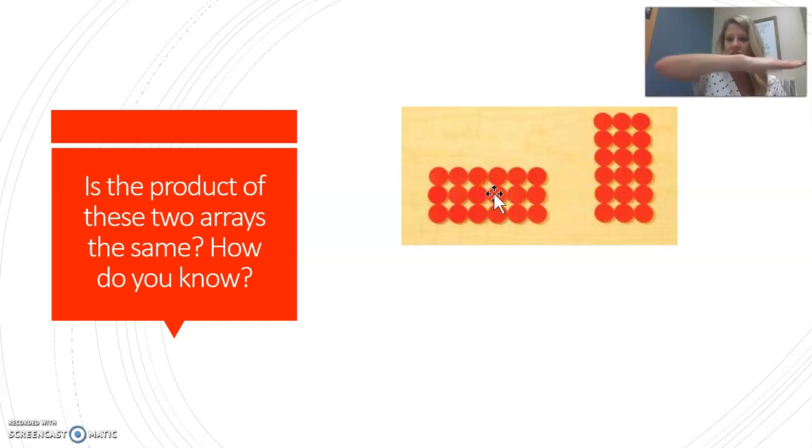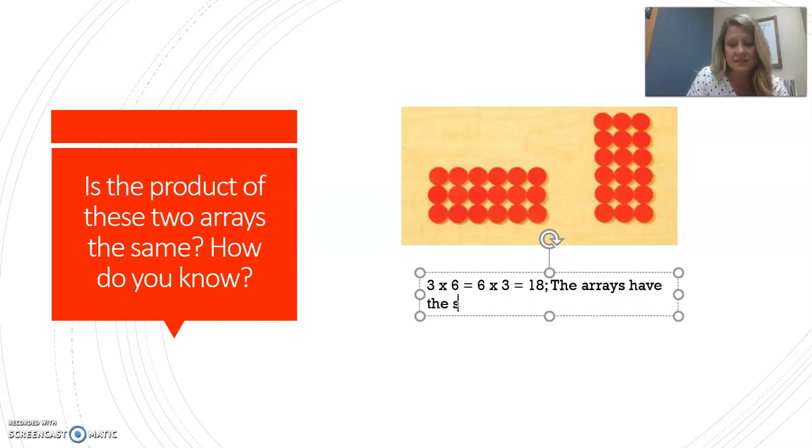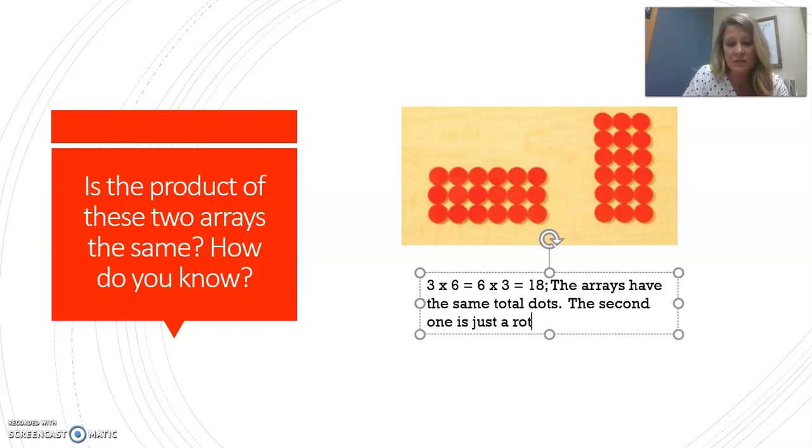If I took this array and I rotated it 90 degrees, I produce the same exact array. Nothing changes about it in terms of the quantity, so they have to be the same. So if we would use the commutative property to express this, we would go ahead and say that 3 times 6 is equal to 6 times 3, which equals 18. And you could just say the arrays have the same total dots, the second one is just a rotation of the first. That's how we know they're the same, because they're the same exact shape. One is just a rotation of the other one.